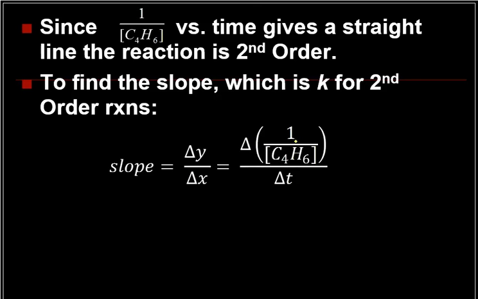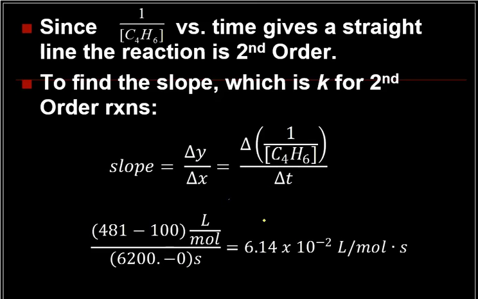Remember the change in the inverse of the concentrations, because those were our y values over t, change in t. Notice the unit here, it's the inverse of molarity, right? And so our units for K is the M to the negative 1, if you will, times second. And there's our K value.